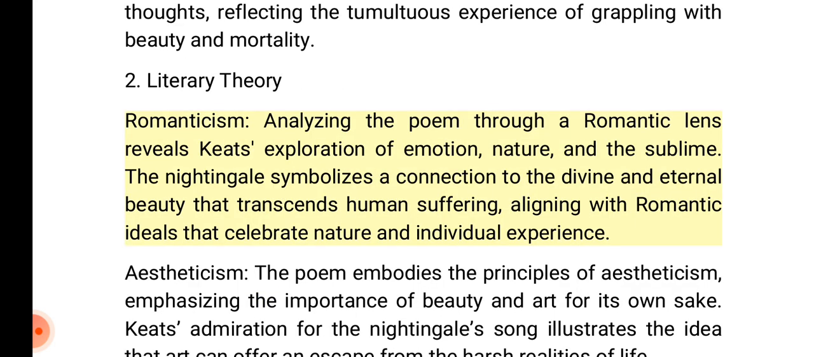2. Literary theory. Romanticism. Analyzing the poem through a romantic lens reveals Keats' exploration of emotion, nature, and the sublime. The nightingale symbolizes a connection to the divine and eternal beauty that transcends human suffering, aligning with romantic ideals that celebrate nature and individual experience.